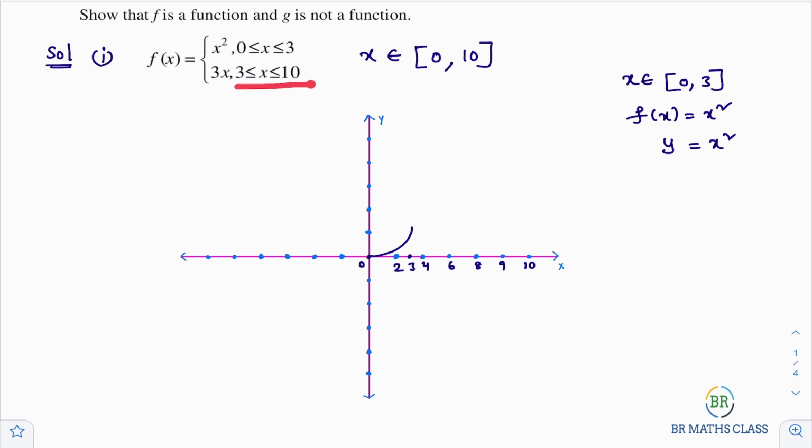When x is from 3 to 10, f of x is 3x. Okay. When x is in the interval 3 to 10, then what is f of x? F of x equal to 3x. You observe what this 3x is. This is like mx. Y equal to mx is what?